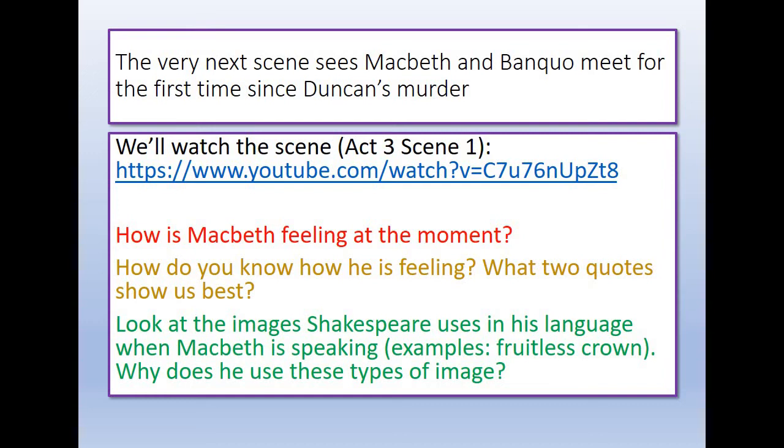And then greens and purples, I want you to do what the reds and yellows have done, and then I want you to look at the images Shakespeare uses in his language when Macbeth is speaking. For example, a fruitless crown. Why does he use these types of images? What correlates? What do you notice about all of the images? What stands out to you? Why do you think these specific images will have been used? Now I'm just going to quickly read you through the speech that you're going to see, obviously, when you watch the clip, that I want you to read through yourself and that you're going to be answering these questions on.